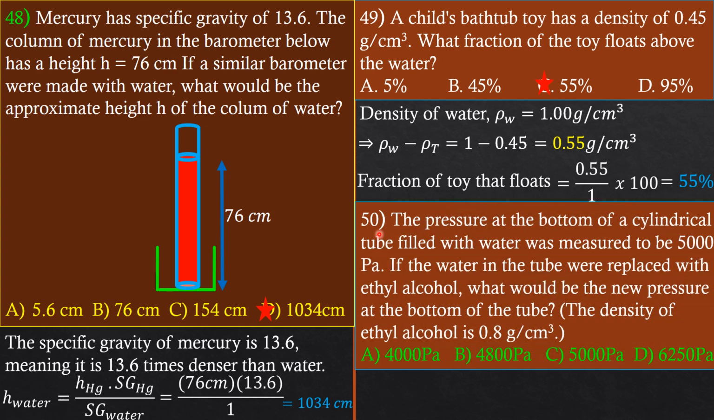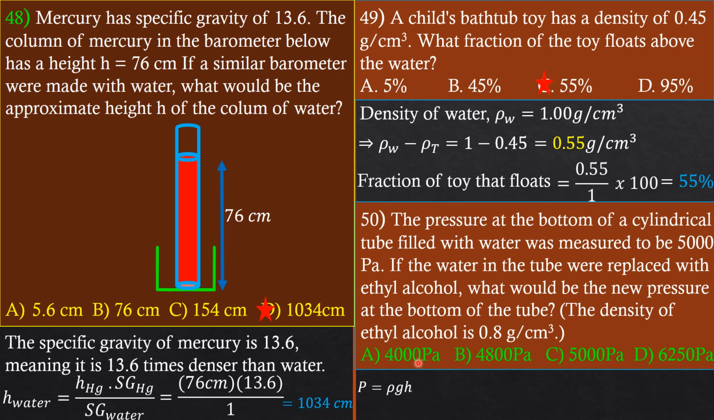Question 50 reads that the pressure at the bottom of a cylindrical tube filled with water was measured to be 5,000 Pascal. If the water in the tube were replaced with ethyl alcohol, what would be the new pressure at the bottom of the tube? The density of ethyl alcohol, guys, has been given. Let's recall that the pressure is to be given as what, guys? Rho GH. That's the density times the gravitational field strength times the height. If we make H the subject, guys, we must get the height of water.